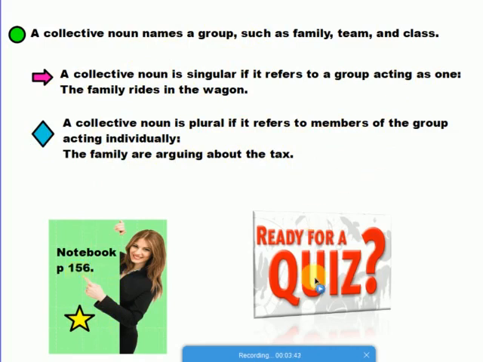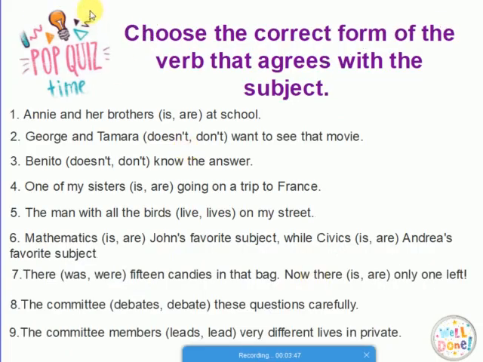Are you ready for a quiz? Pop quiz. Choose the correct form of the verb that agrees with the subject. Remember, before I start any activity, I need to read all the sentence, spot the subject, identify whether it is singular or plural, and accordingly, I choose the verb.